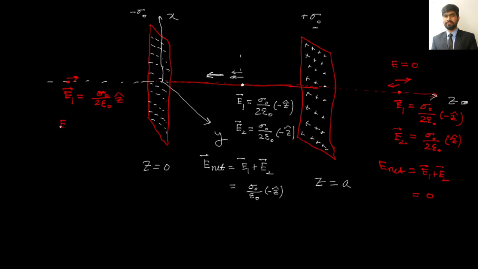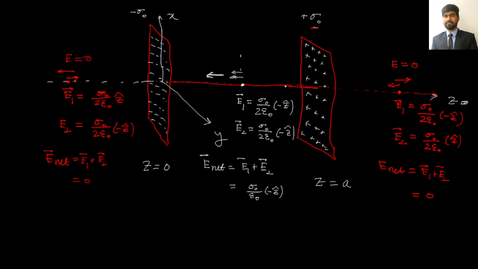For the second plane, if this electric field is E2, this plane also carries surface charge density sigma naught, so the magnitude is sigma naught divided by 2 epsilon naught. Since this plane carries a positive charge, the field is away from the plane, along this direction, the minus z cap direction. These two fields have the same magnitude but opposite directions, so the vector sum E1 plus E2 gives 0. So on this side also the net electric field will be 0.